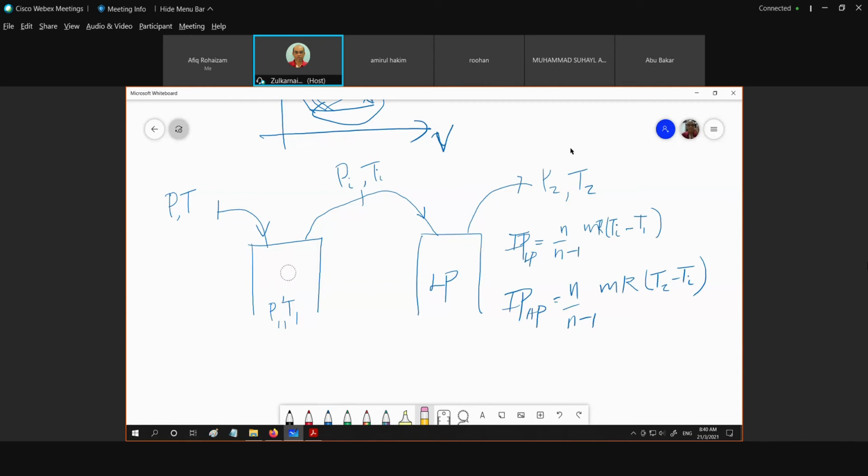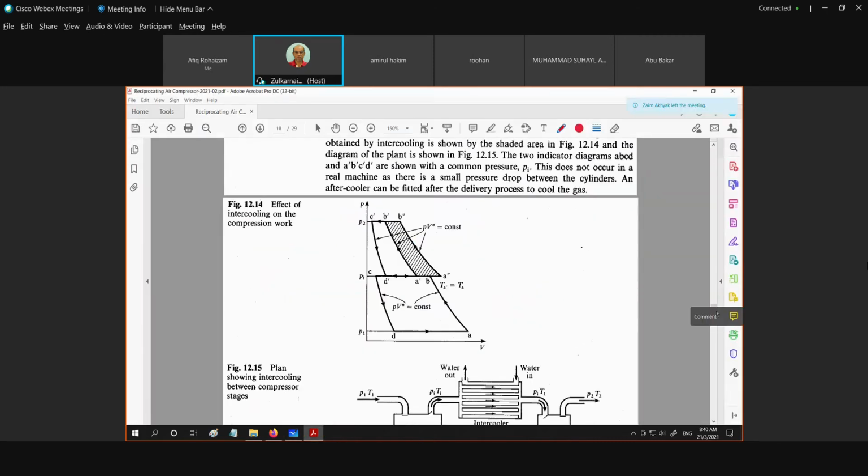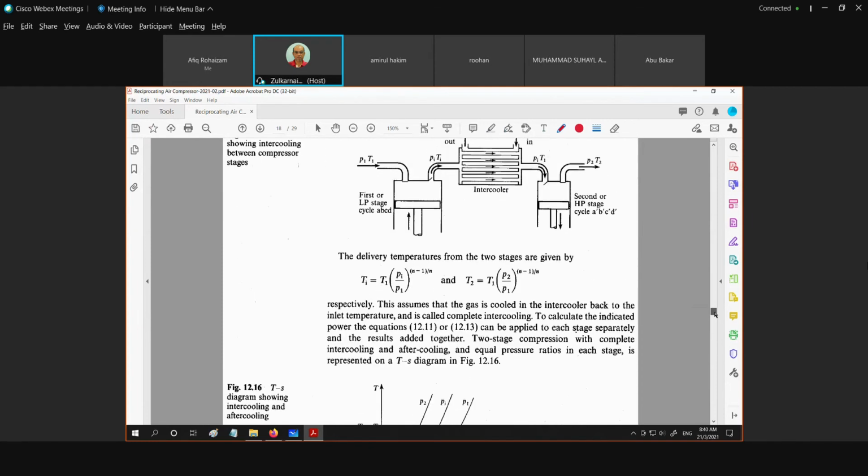This is low pressure. This is high pressure. Okay, sorry for that. This is our low pressure. This is for our high pressure. So the TI ni ada influence, ada influence pada kita punya indicated power. Jadi untuk mengurangkan kerja masukan pada high pressure compressor, apa kita buat? Kita akan cool down this TI. Kita akan cool down the TI. Jadi bila kita cool down the TI, menggunakan apa yang dikatakan sebagai intercooler. This is our intercooler.